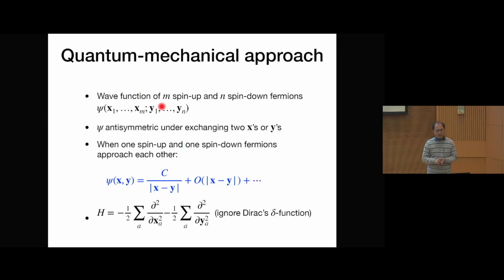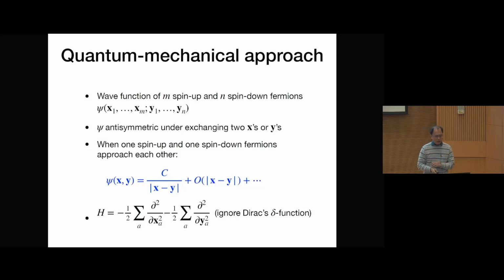Fermionic statistics requires that this wave function is antisymmetric when we exchange two x's, and it's antisymmetric with respect to exchanging two y's. Now, suppose we take one particle with spin up and one particle with spin down and let them approach each other. Usually in quantum mechanics, the wave function is regular, at least when these two particles come together. But in the theory called the theory of unitary fermions, it turns out that this wave function has a divergence of the type 1 over x minus y when the coordinates of these two particles approach each other. Why is 1 over x minus y special?